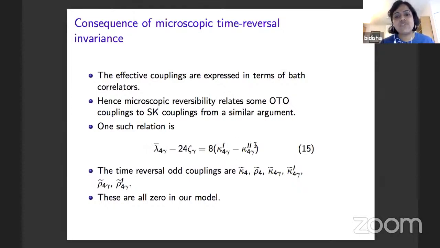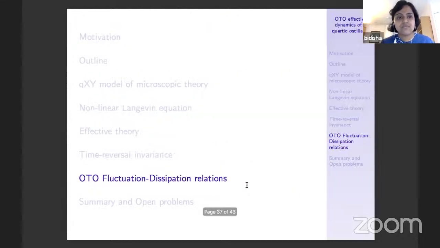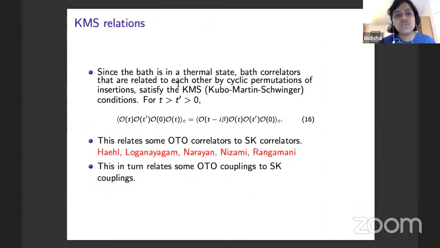So on the right-hand side, you have OTO couplings. And on the left-hand side, you have nonlinear Langevin couplings, this thermal jitter in the damping and anharmonicity in the nonlinear Langevin equation. So under time reversal invariance, this relation holds true. And also, there is another kind of symmetry because we are in a thermal state.